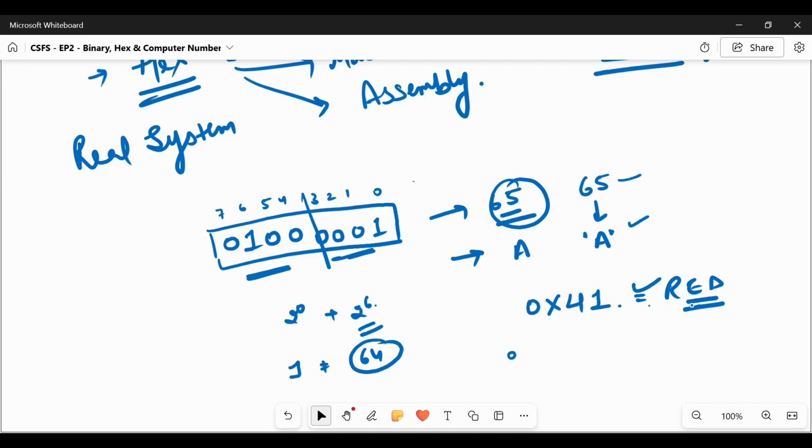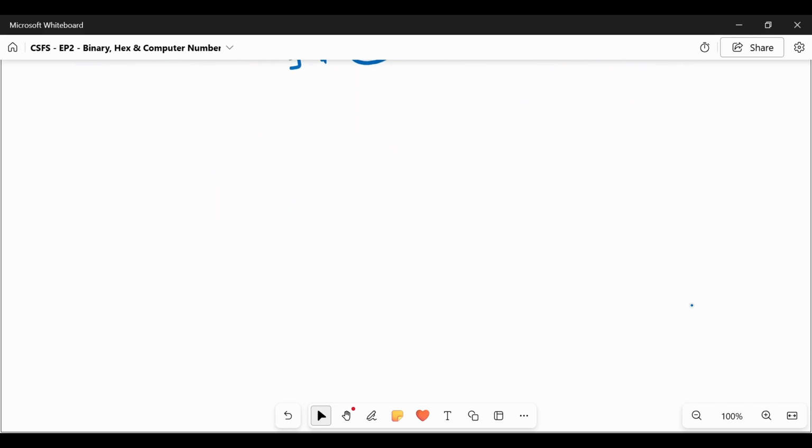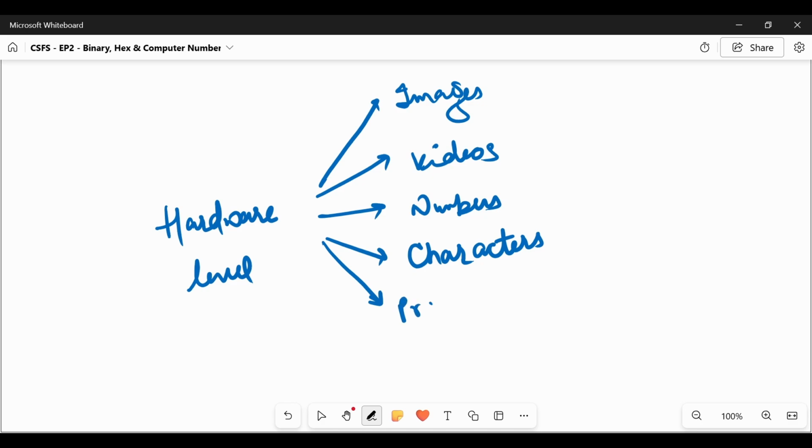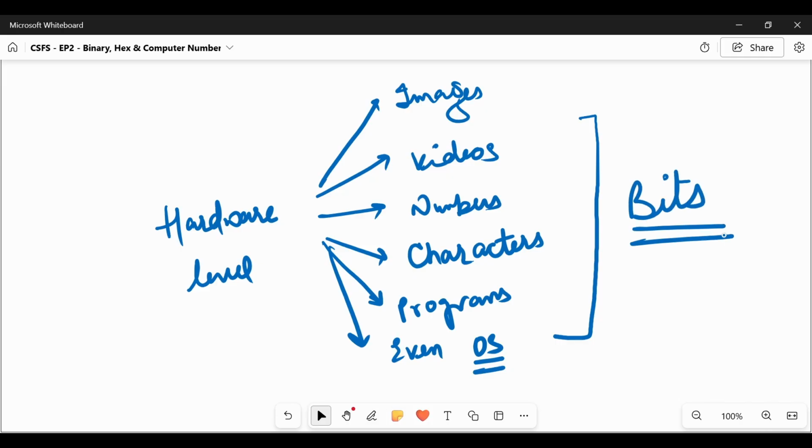So we can say that from the hardware perspective, images, videos, numbers, characters, programs, even our operating system, all are bits. Now in this episode, we understood what bytes are, what a nibble is, what hex is, what decimals are, how memory is represented inside the system, and how programs are represented inside the system.